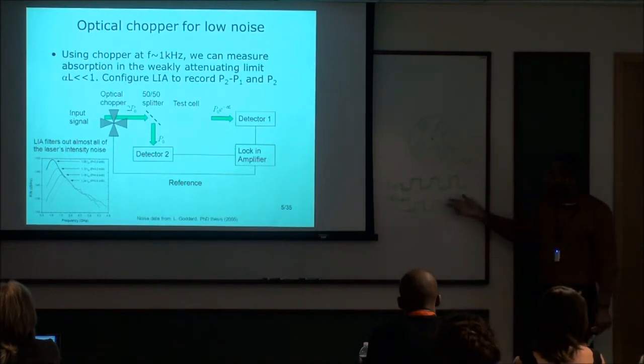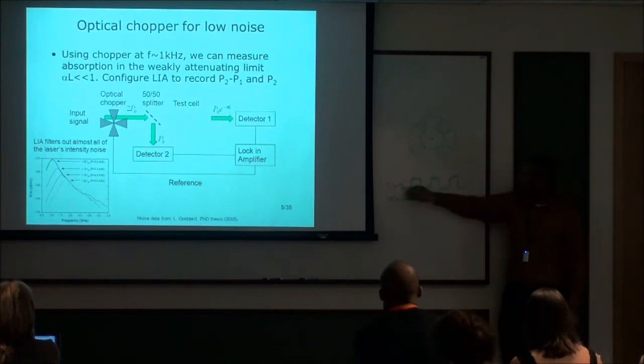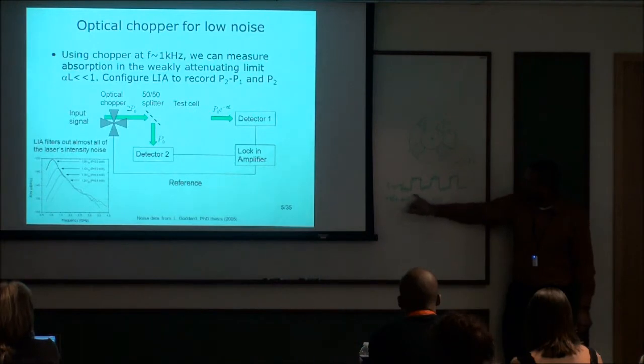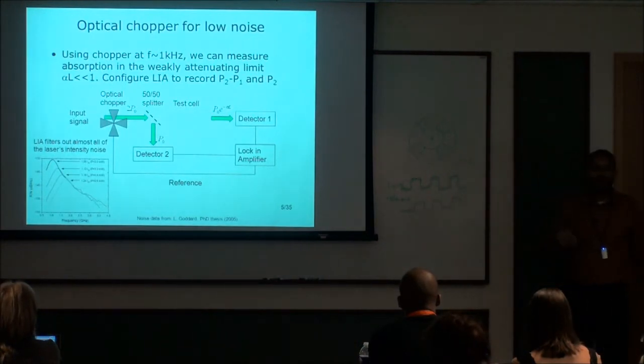So what the lock-in amplifier does is it compensates for that phase difference. It'll measure the peak-to-peak amplitude, and it'll also measure the phase difference between the reference and the signal. So those are the two main outputs that it'll give.